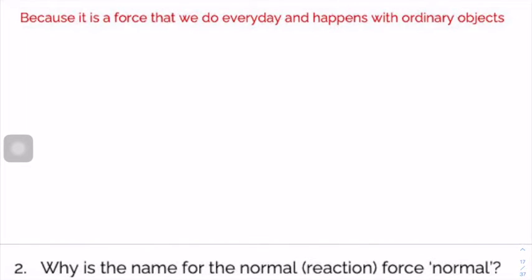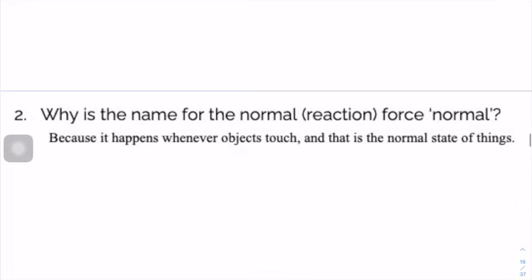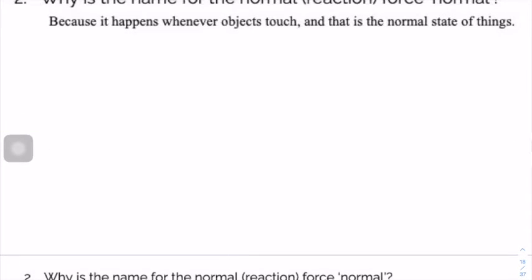It's called normal because normal means perpendicular, and it's perpendicular to the point of contact of two objects. Because it happens whenever objects touch, and that is the normal state of things. Nope, sorry, not what normal means. Normal means perpendicular. Whoops, my line is not straight. Okay. Perpendicular. That is normal. Normal means perpendicular.